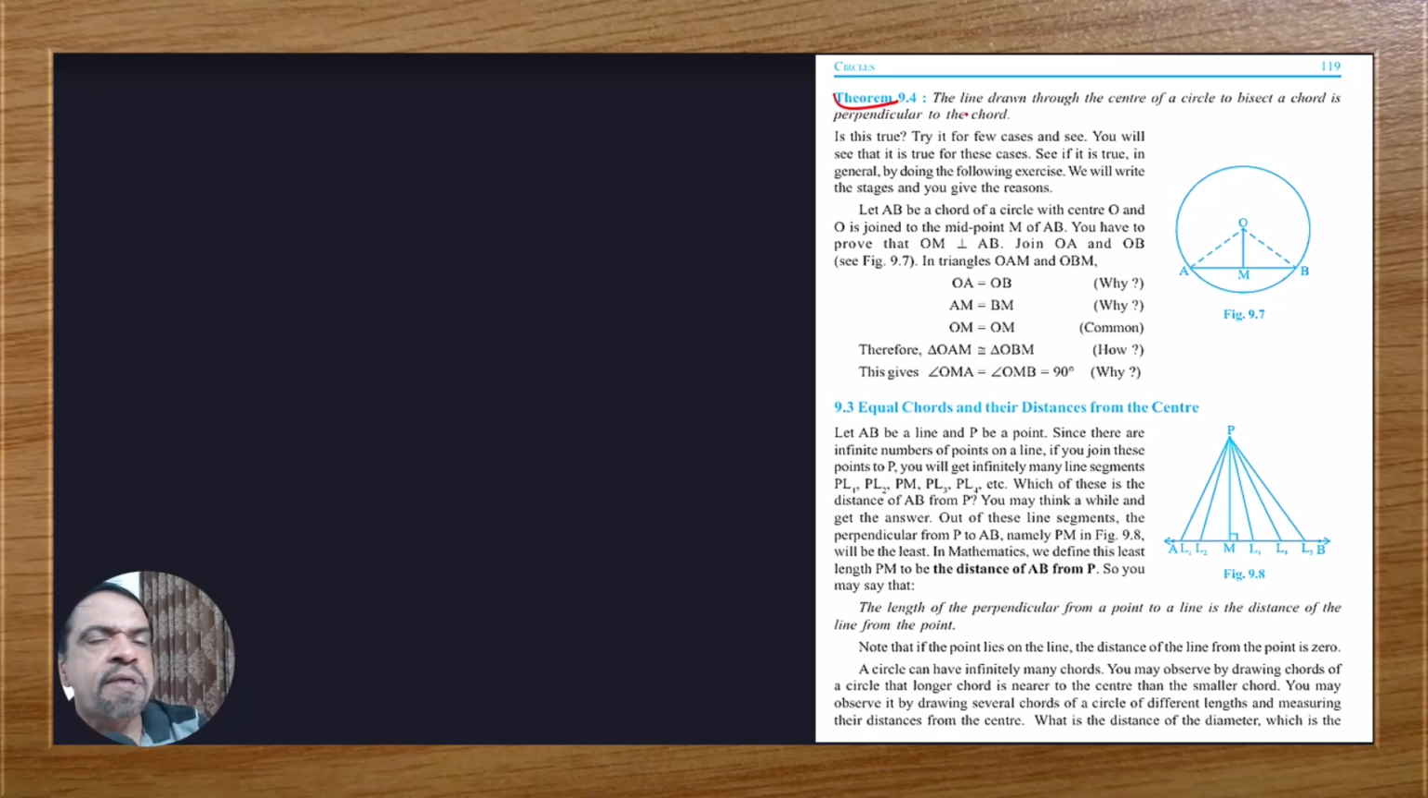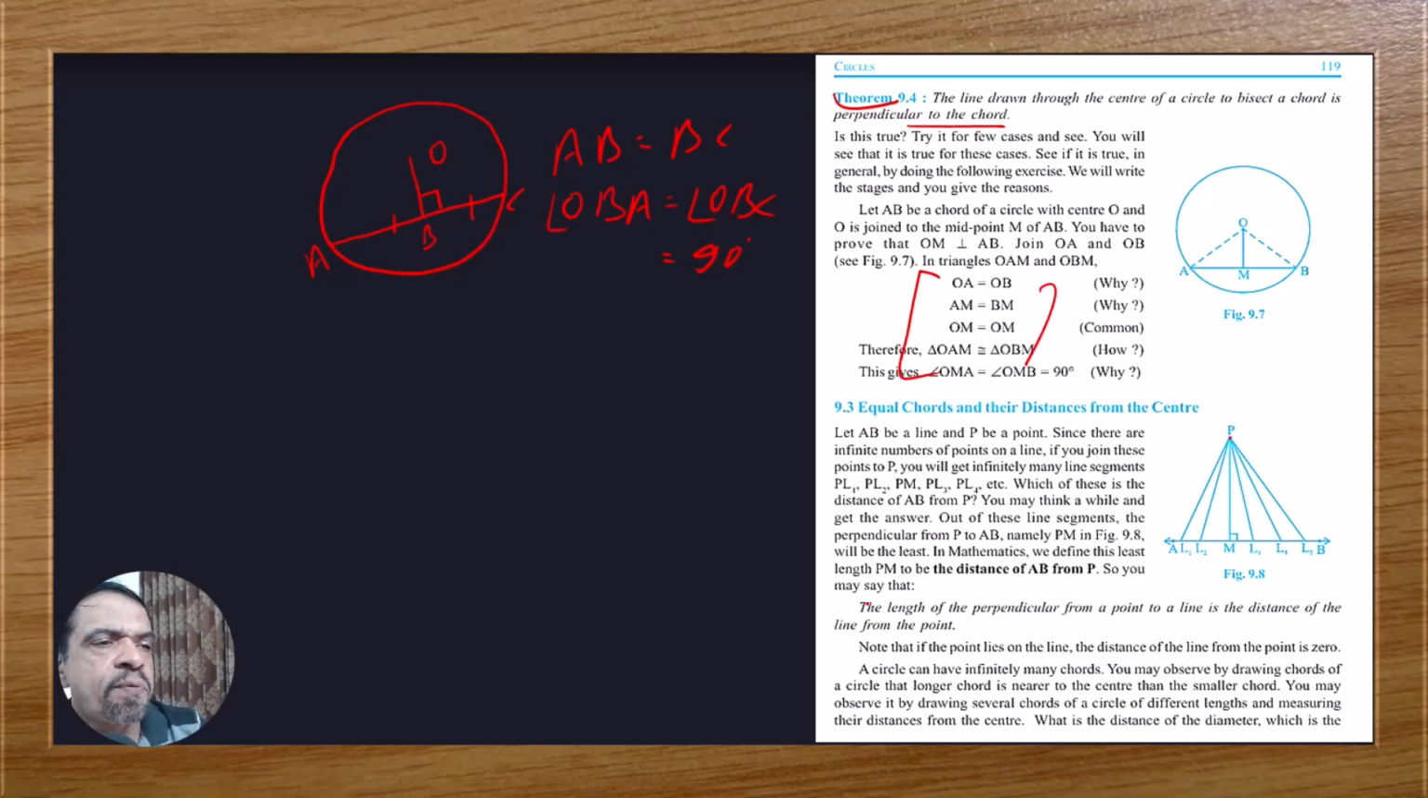Theorem 9.4 is the converse of theorem 9.3. See, it is given that the line through the center of the circle that bisects the chord is perpendicular to the chord. In the previous theorem it was the perpendicular, but now in theorem 9.4 it bisects the chord. The line is not a perpendicular, it is a line through the center. The chord is bisected, then it will be perpendicular. Means if AB equals BC, then angle OBA equals angle OBC equals 90 degrees.